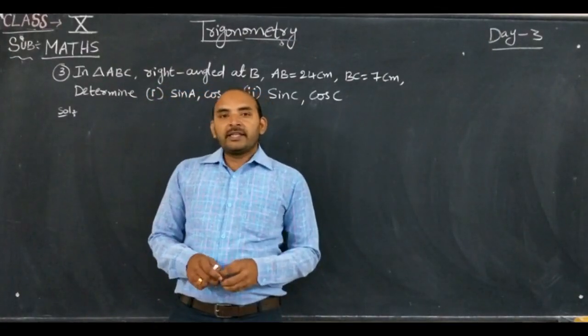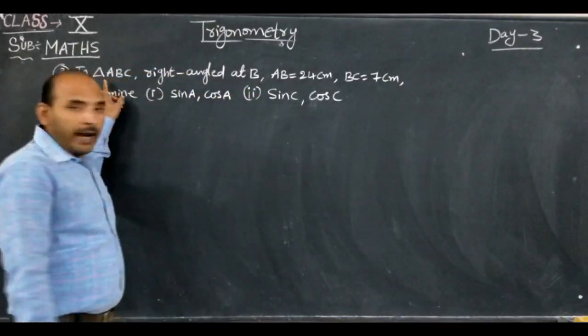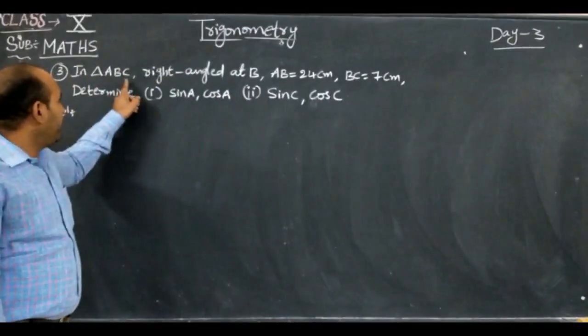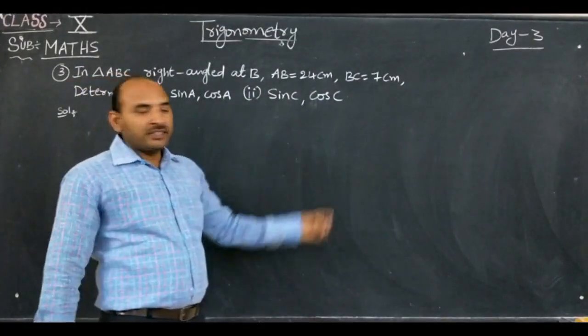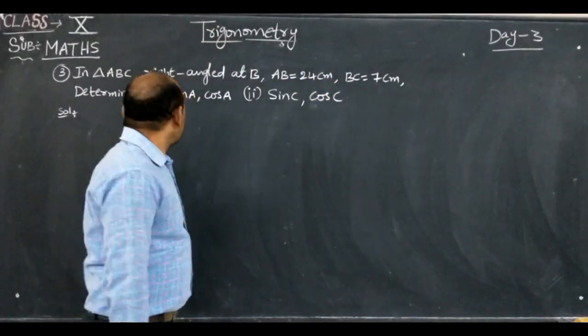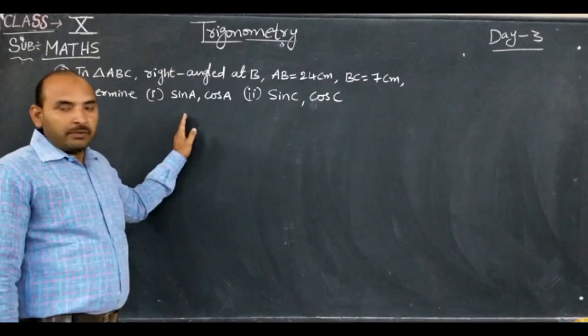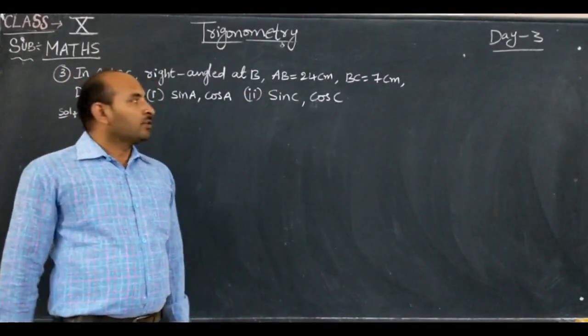Now, in this class, we will discuss the third problem. In triangle ABC, right angle at B, AB is equal to 24 centimeters and BC is equal to 7 centimeters. Determine firstly sin A, cos A, and second, sin C, cos C.